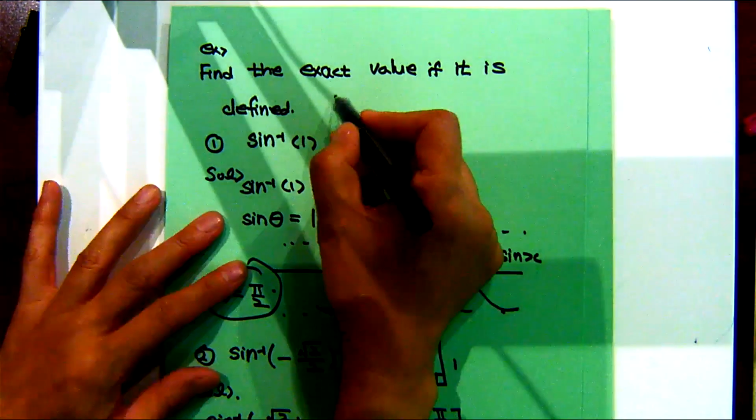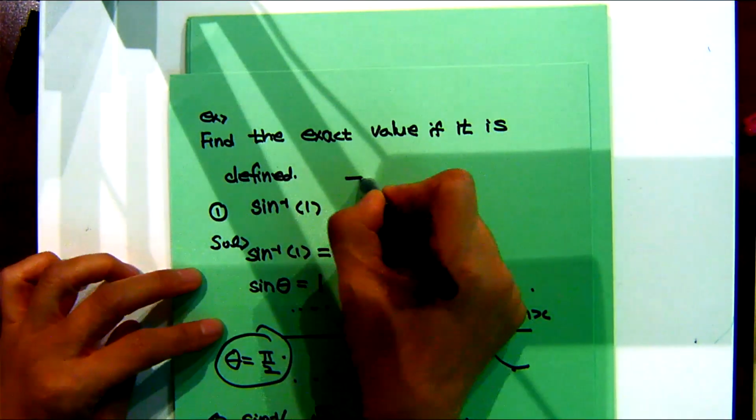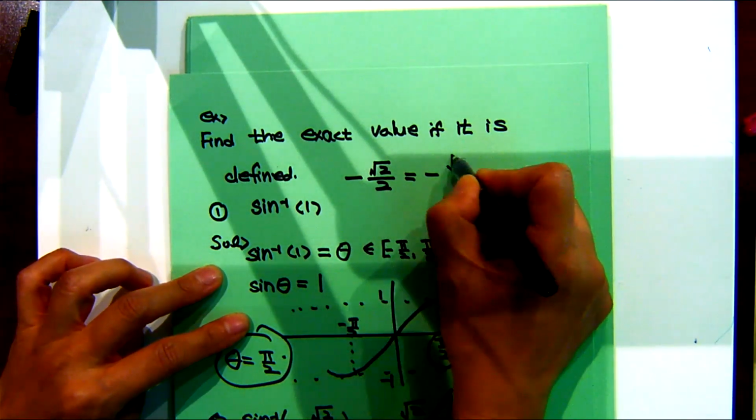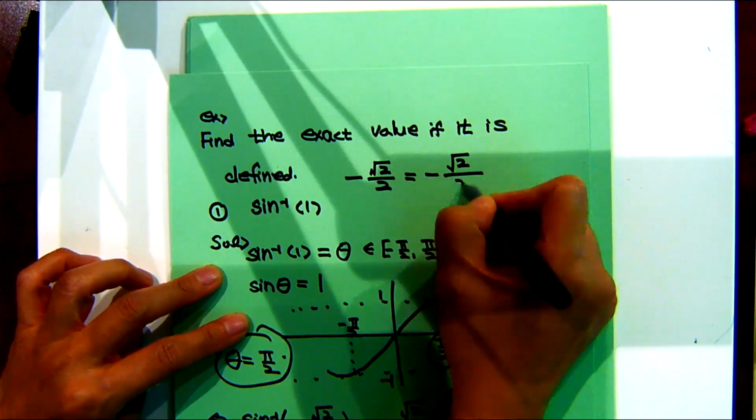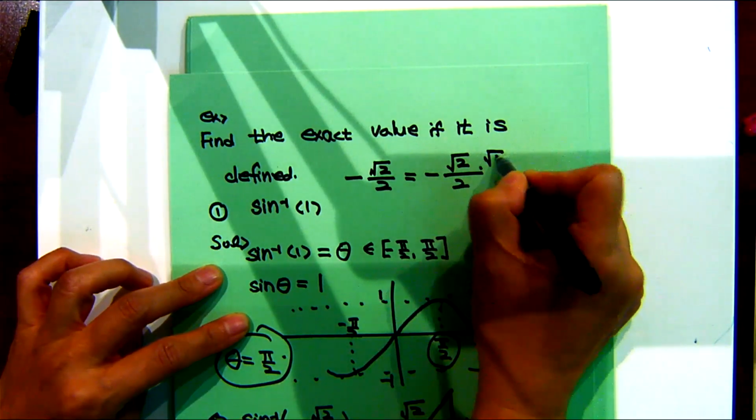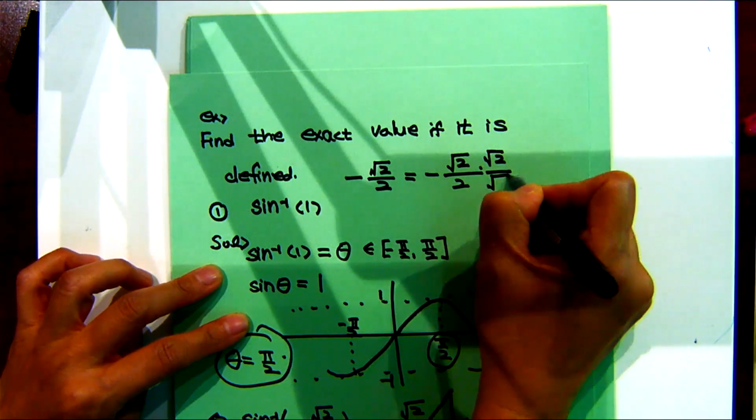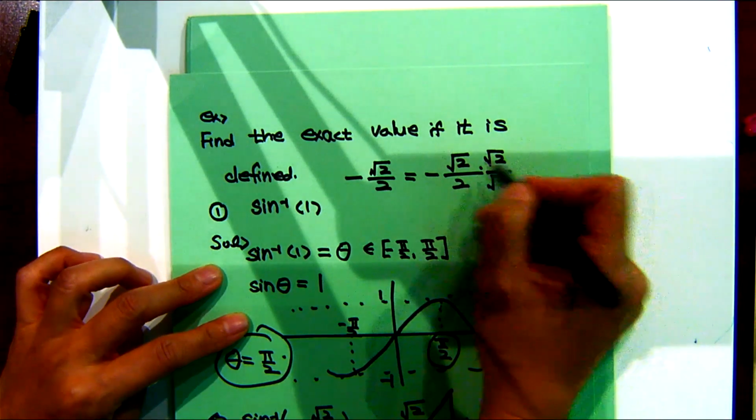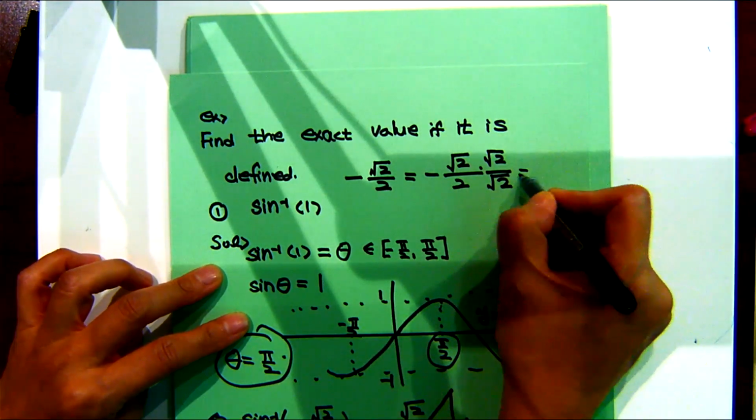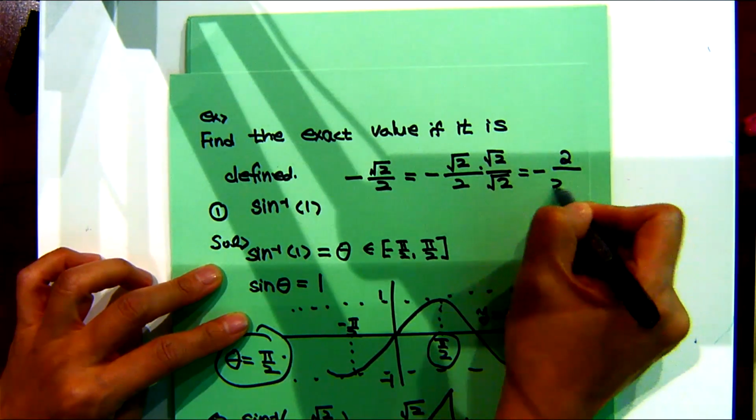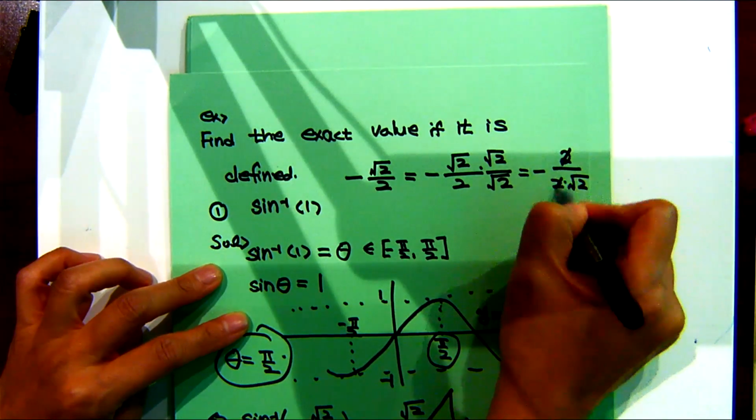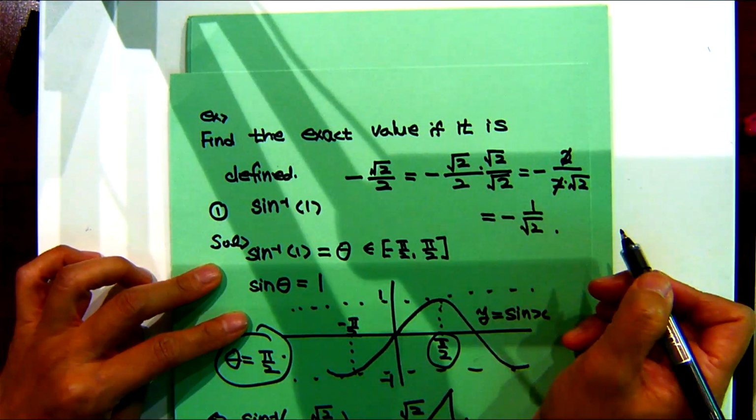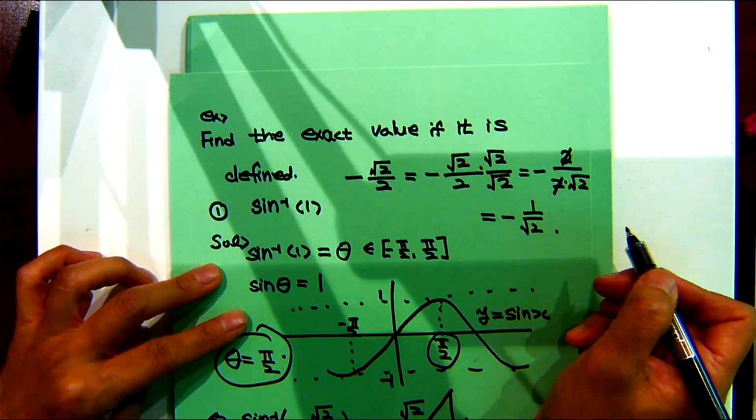So let's go straight forward. So negative square root of 2 over 2. We go opposite, so rationalize. So square root of 2 over 2. We multiply by square root of 2 over square root of 2. So multiply the same thing. Then we will have minus 2 over 2 times square root of 2. Those will cancel each other. So that is negative 1 over square root of 2, right? So am I answering your question or something else?